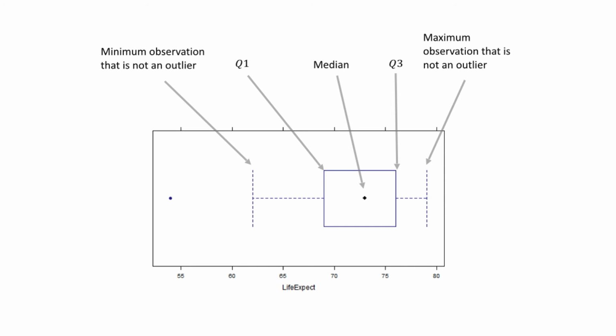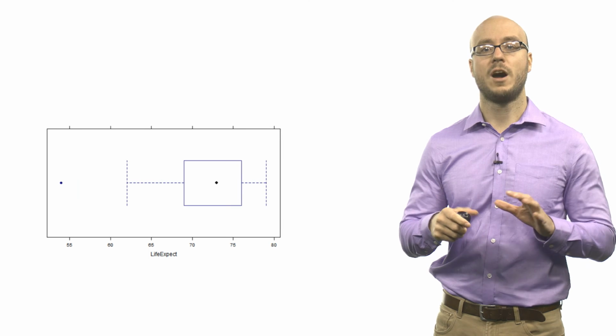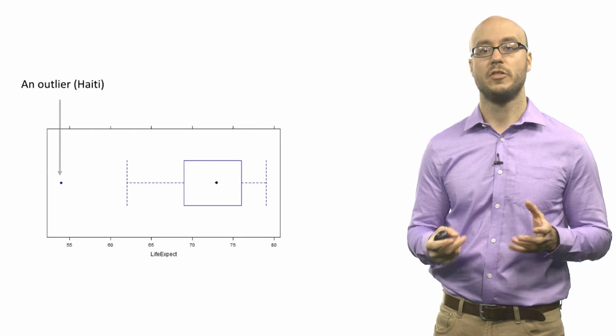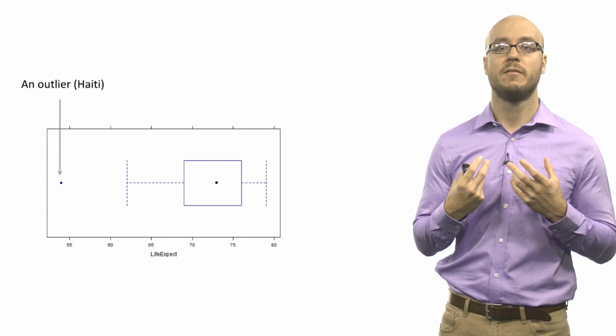Then we have these two whiskers. The lower whisker is the minimum observation that is not an outlier, and that upper whisker is the maximum observation that is not an outlier. Then we have any observations beyond the whiskers. Those are outliers. Those are extreme values.